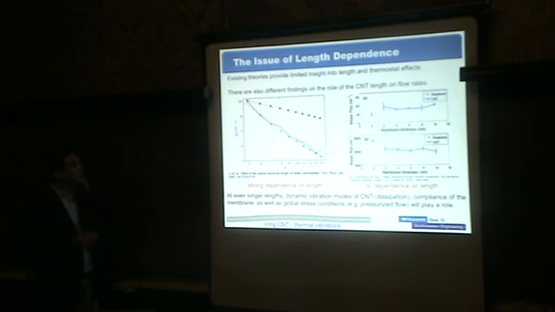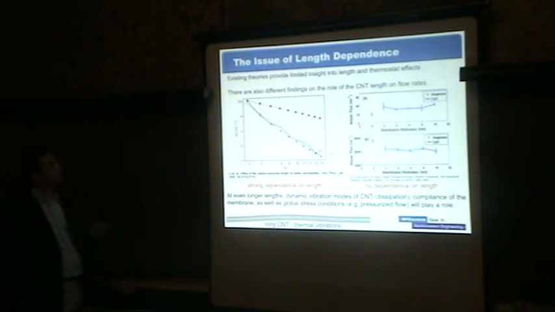There are also different findings on the role of nanotube length at different scales. One study shows a fairly strong length dependence, with length on one axis and flow rate on the other. In another study, we have basically no dependence on length. This also plays a role depending on whether the flow is pressurized, pressure-driven flow versus no pressure.